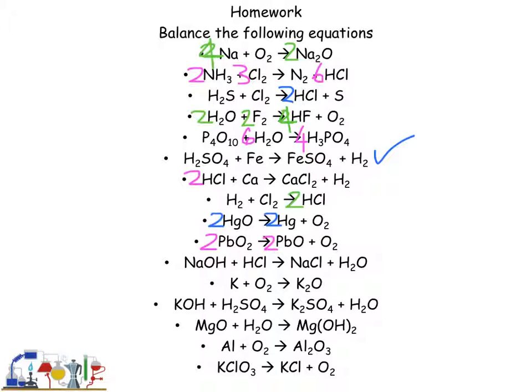1 sodium on the left, 1 sodium on the right. 1 oxygen on the left, 1 oxygen on the right. 2 hydrogens on the left, 2 hydrogens on the right. 1 chlorine on the left, 1 chlorine on the right. Yay! And 1 potassium on the left, 2 potassiums on the right. I'm going to pop a 2 in over there.